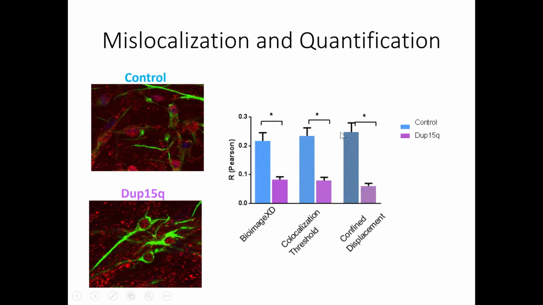We can see in 3 different ways of quantifying these images from a couple different patients, the controls have a higher correlation of the red on the green than the Dup15q neurons have. Now, when you do this method of staining for these channels, you're screening for areas where you can actually get a good signal, areas that have neurons. It's not as unbiased as other methods.